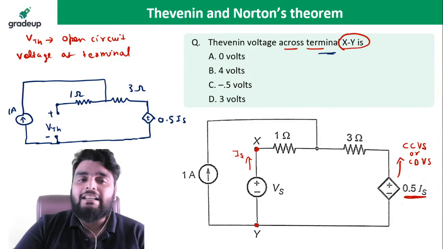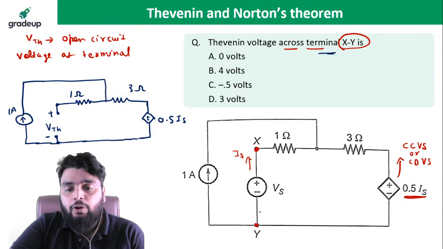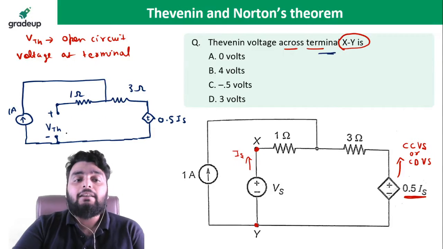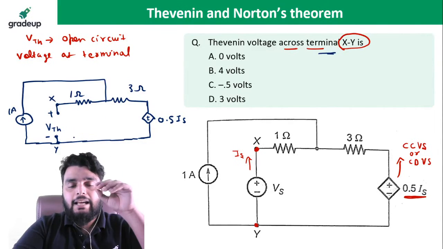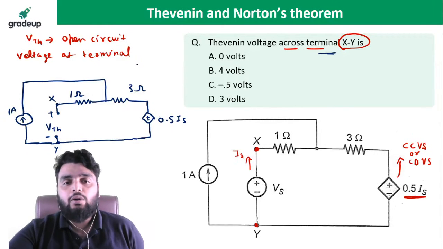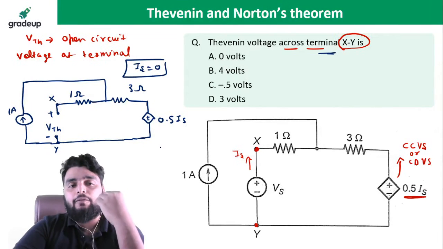Now beta, see very carefully. What is IS? IS is the current flowing from Y to X, right? But right now Y to X is open. In this circuit, the X and Y terminals are open. So obviously IS is 0. In open circuit, the current flowing is 0.